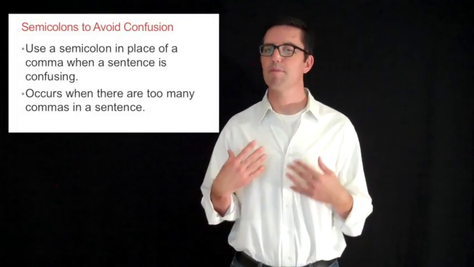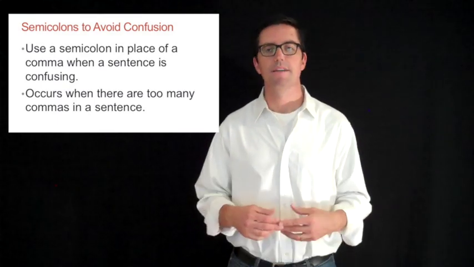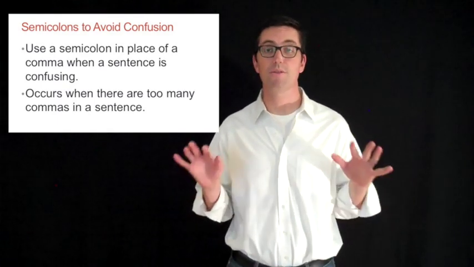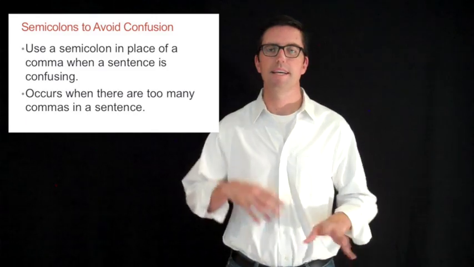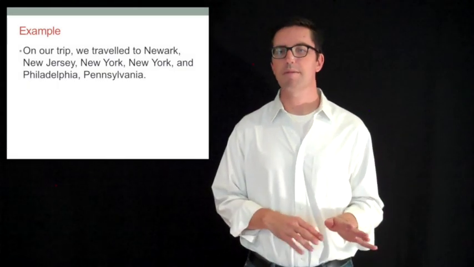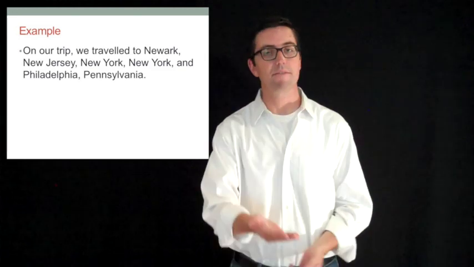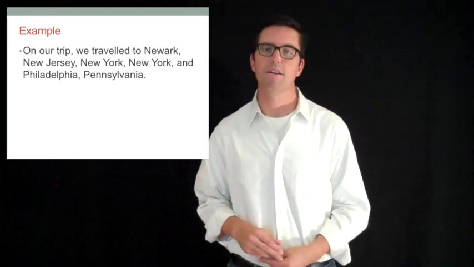The second use of the semicolon is in place of a comma when just a comma is confusing. This is usually when you have a sentence with so many other commas that the ones that you want to guide the reader through the sentence are confusing. For example, you know that we use commas around geographical places, like after the city and then after the state, or after the city and after the country.